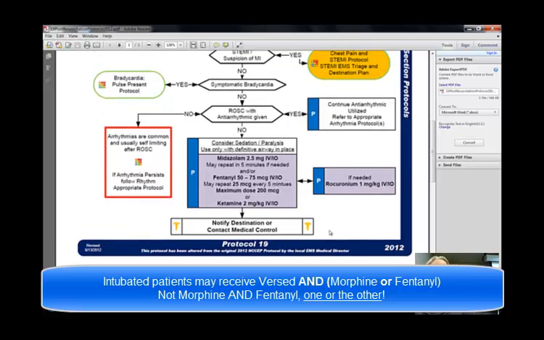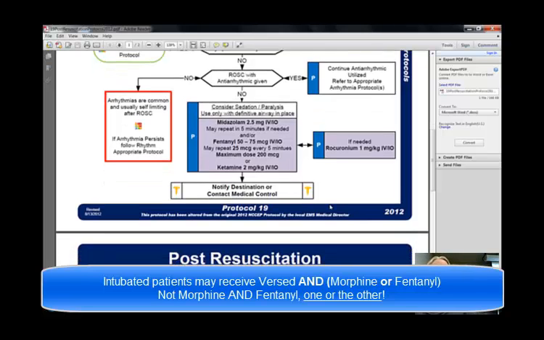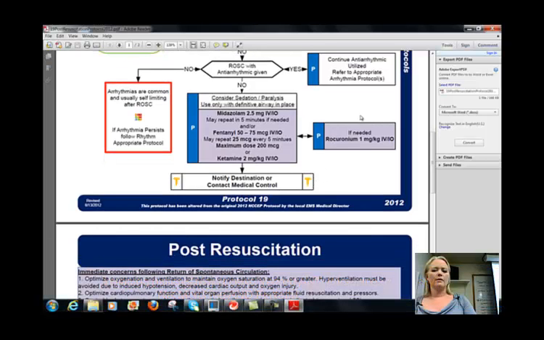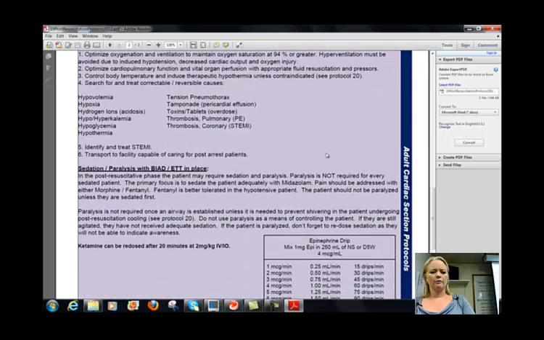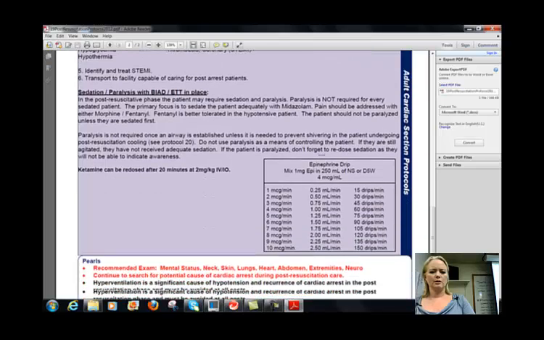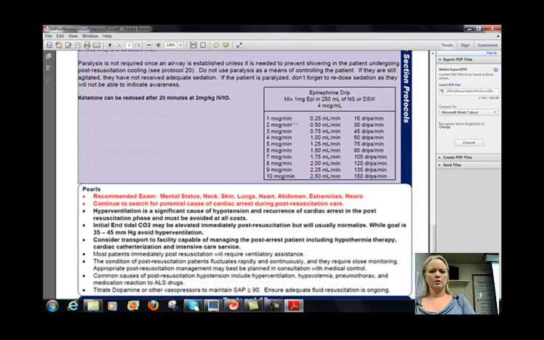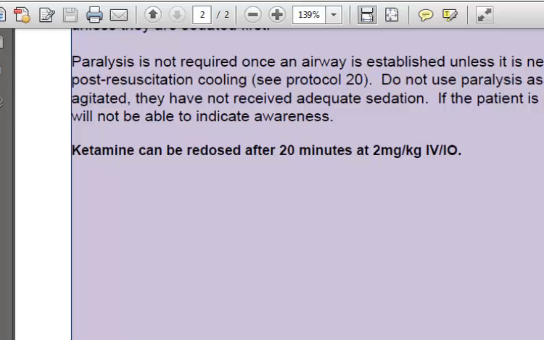I just didn't have enough room in this box to put the fentanyl or morphine, but pretty much anytime you can get fentanyl, you can get morphine and vice versa. Or you can actually use ketamine for this one as well. And then you can also use ROC on this one for paralysis for transport. And then there's some information on here about sedation for transport, and then the epi drip table is on here as well. Also couldn't fit the redosing of ketamine on the first page, so that's here on the second page as well.